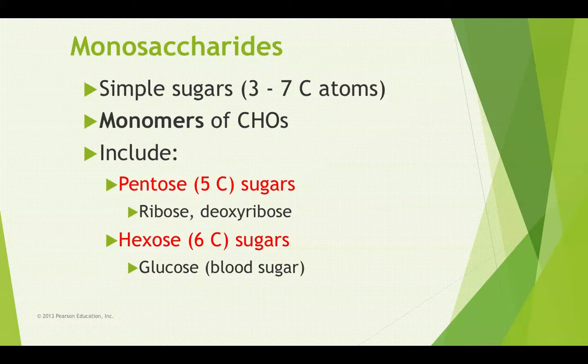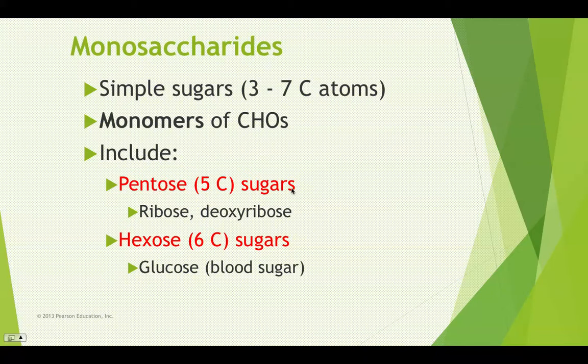But let's start with monosaccharides. Monosaccharides are simple sugars. They consist of 3 to 7 carbon atoms. The simple sugars are the monomers of the complex carbohydrates when they're joined together.